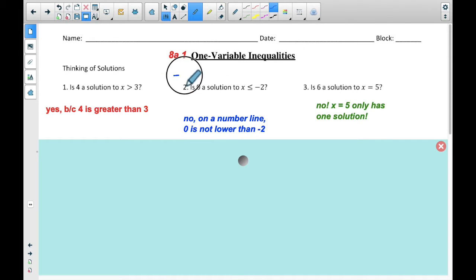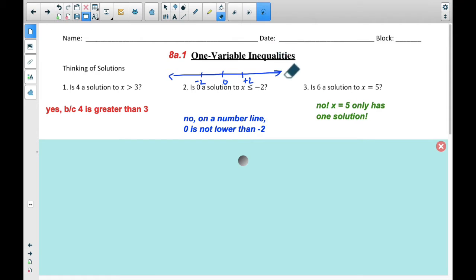So if you think about your number line, and think about where these numbers are in relation to it. If this is 0, negative 2 is down here. The positives are over here, but the negatives are over here. So the question is, is 0 a solution to x is less than or equal to negative 2? No, because 0 is up here, negative 2 is down here, and less than is all the way down here. Another handy thing to remember is that the arrow points the way that you're supposed to go. So you're going to the left, and 0 is not to the left of negative 2.